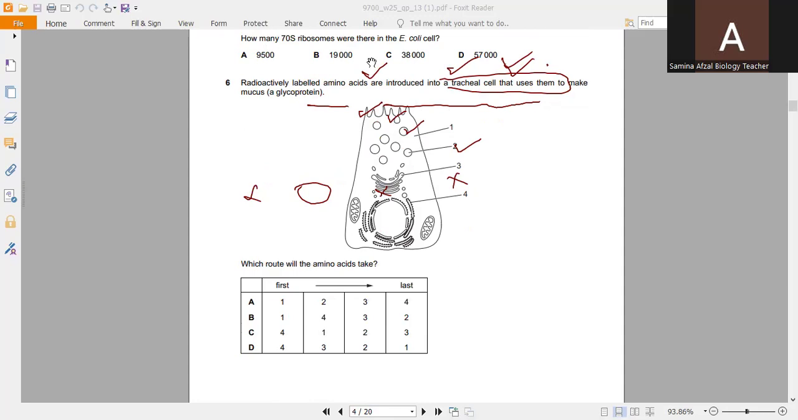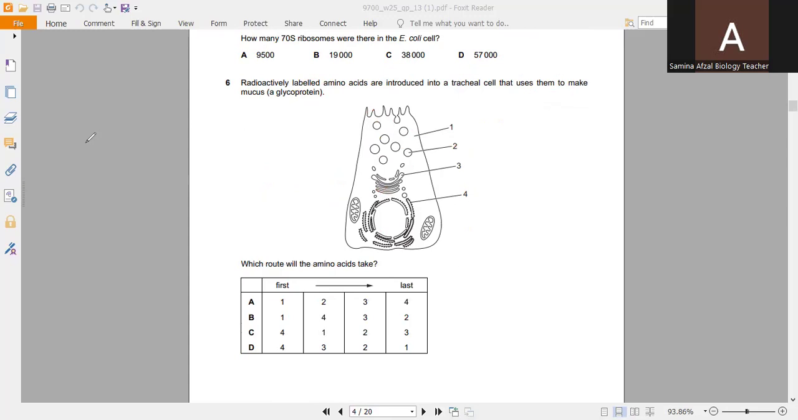Now the next question is: radioactively labeled amino acids are introduced into a tracheal cell that uses them to make mucus glycoprotein. They have given us the labelings 1, 2, 3, 4. Which route will the amino acids take?